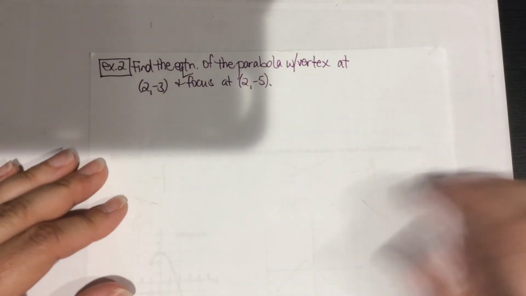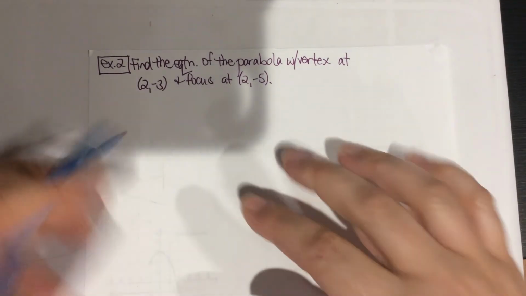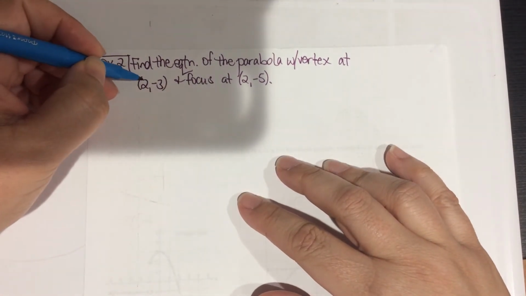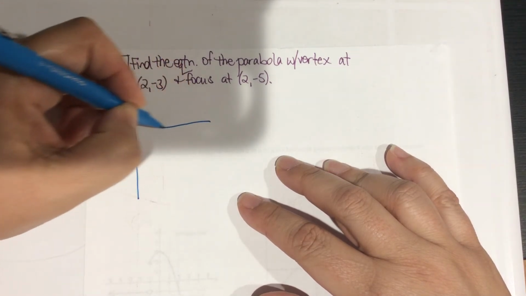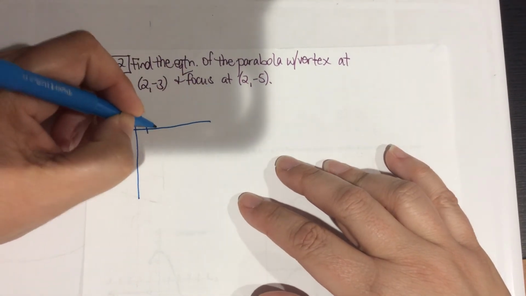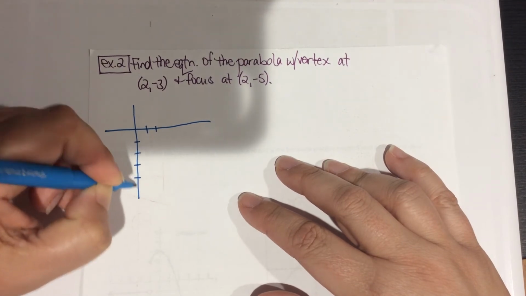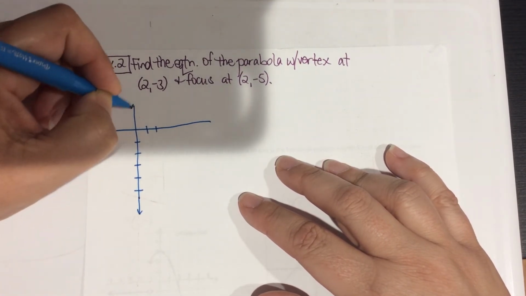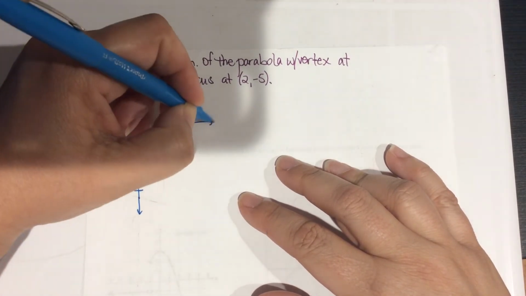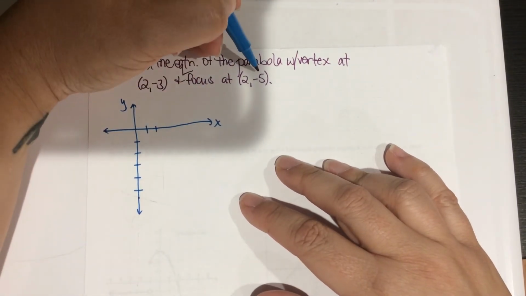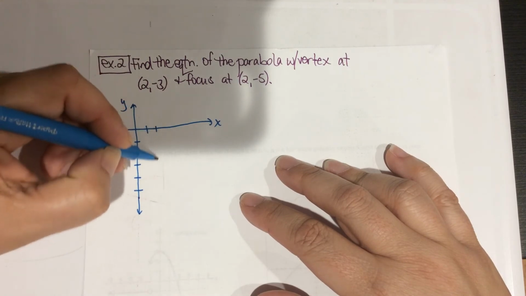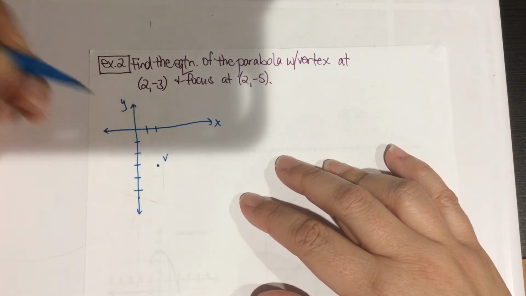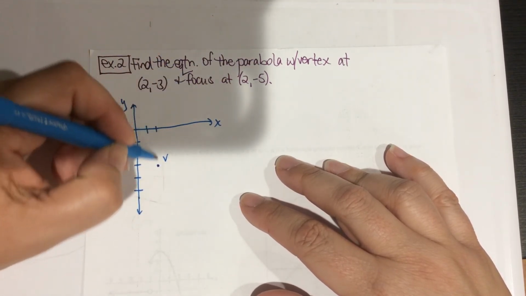Okay, so step 1, remember, draw a picture. I need to think what I'm going to be doing. I'm going to be going in the negative direction on the y-axis and the positive direction on the x-axis. So over 2 and then down, the lowest is negative 5. So the vertex is 2, negative 3. The focus is 2, negative 5.